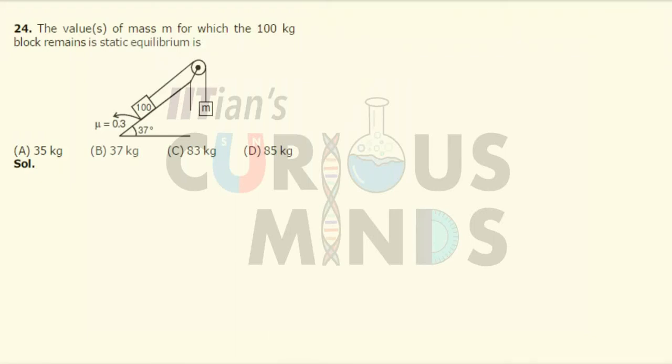The value of mass m for which the 100 kg block remains in static equilibrium will be equal to... Now there are two possible cases: m will have a minimum value and m will have a maximum value. Let us first assume, in the first case, that m has a tendency to slide in the downward direction. So capital M, that is the 100 kg mass, will slide in the upward direction.